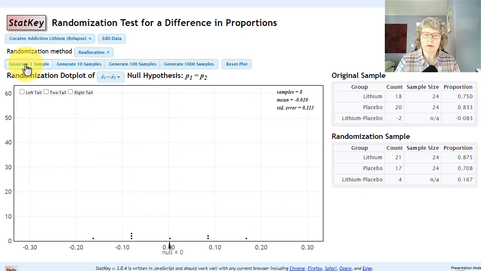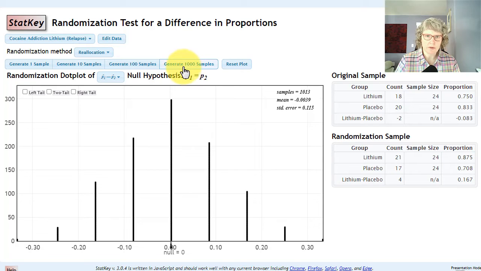Let's do a few more. So another 21 and 17, another 19 and 19. Okay, so now let's go ahead and do around 2,000. I'll just click generate 1,000 samples 2 more times. Okay, so this does look very symmetric, doesn't it? Notice with proportions, you don't have all the gaps filled in because it's discrete, so you can't get certain proportions. So it's a very beautiful picture. It does look roughly symmetric.